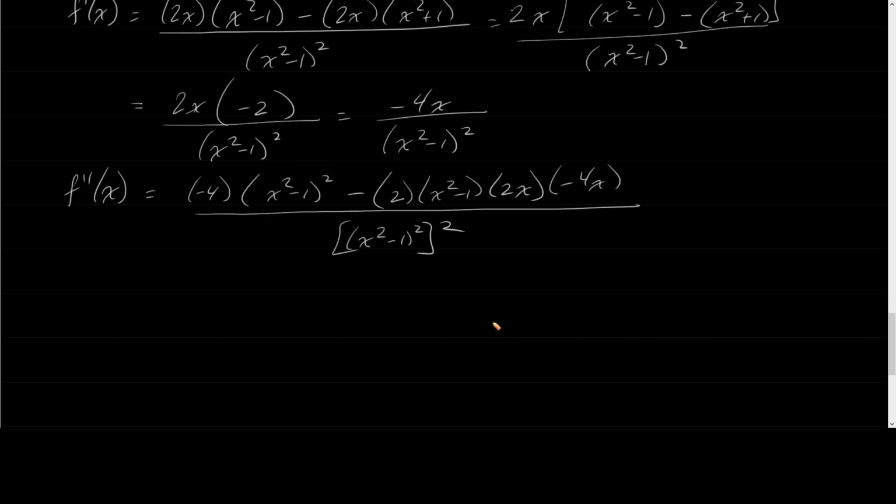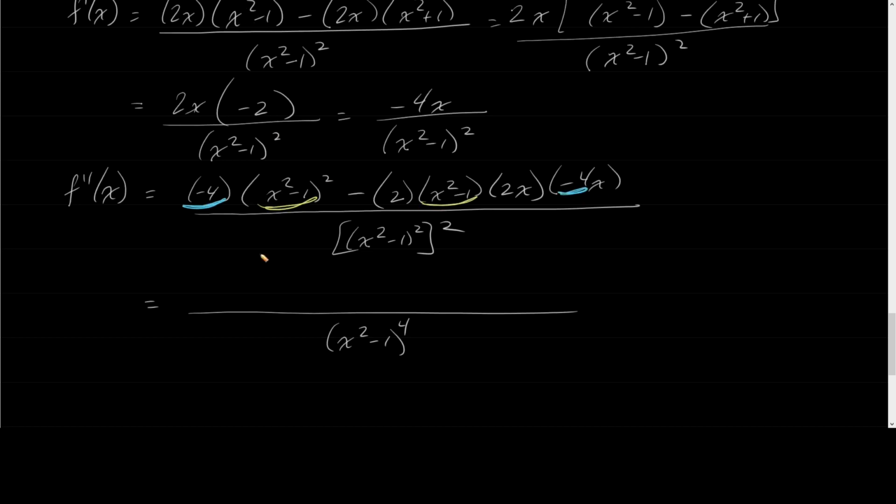All right, so let's simplify this. What do we get? The bottom part is easy. It's just x squared minus 1 to the fourth. On the numerator, what can we do? Well, we've got x squared minus 1 squared and x squared minus 1, so we can factor that out. I see also a negative 4 and a negative 4, so we can factor that out as well. So let me color coordinate these. Here's a negative 4, and here's the x squared minus 1.